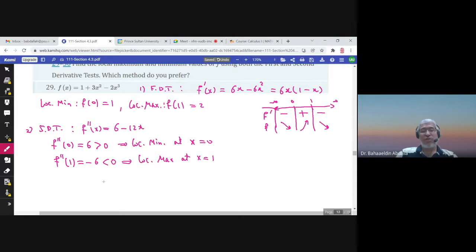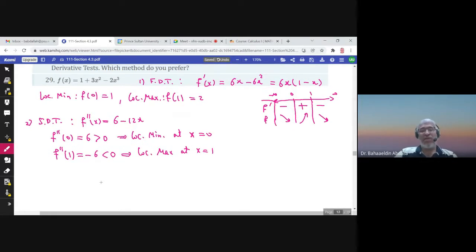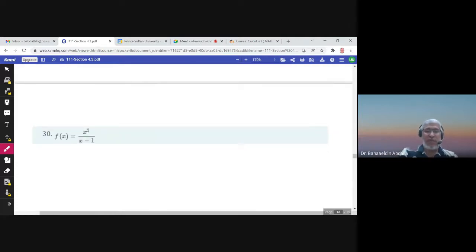Which method in this case? Well, I find that the second derivative test was easier because f double prime was easy to find, and so that's the answer of question 29.